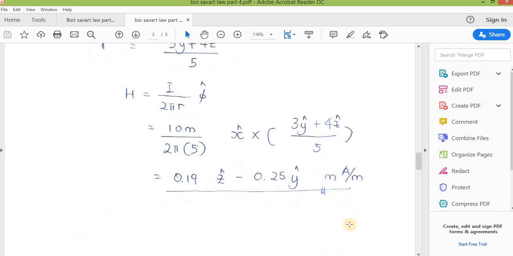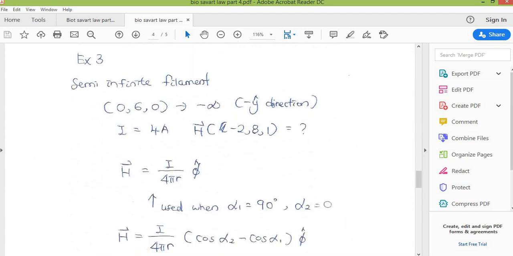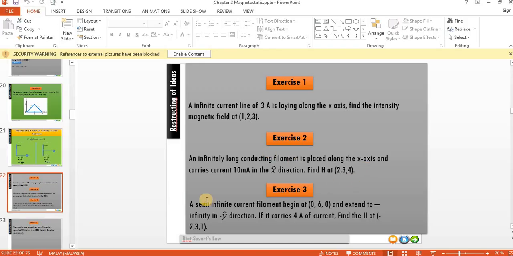Okay, now let's move on to example 3. It is a semi-infinite current filament that begins at this point. A semi-infinite line is a line where you know the starting point or the ending point, and it extends to negative infinity, in the negative y direction. It carries current 4 ampere, and we find the H at this point, negative 2, 3, and 1.